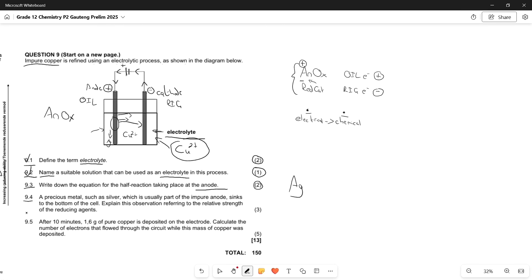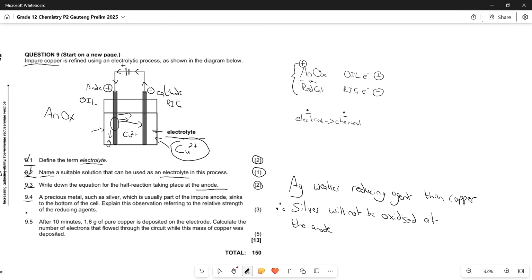So it is all about where it is located on table 4B and which one has a greater relative strength to act as the reducing agent of the two. Okay, so we write: silver, or Ag, is a weaker reducing agent than copper, and therefore silver, or Ag, will not be oxidized at the anode.